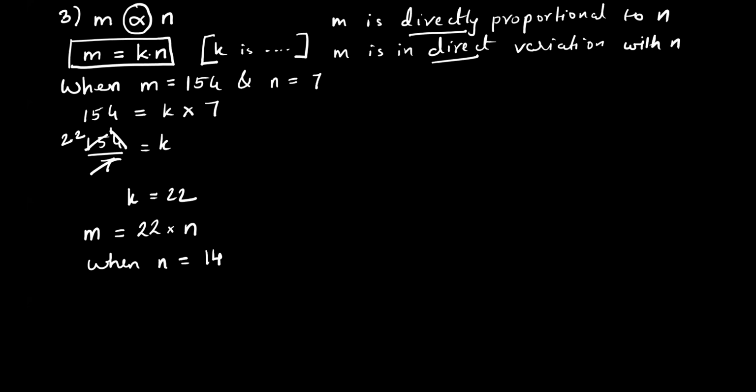How will this equation change? M is equal to 22 into 14. Quickly multiply and tell me. 308. M is equal to 308. Okay. Is this chapter easy or difficult? Easy. Okay, fine. So all the sums are going to be like this only.